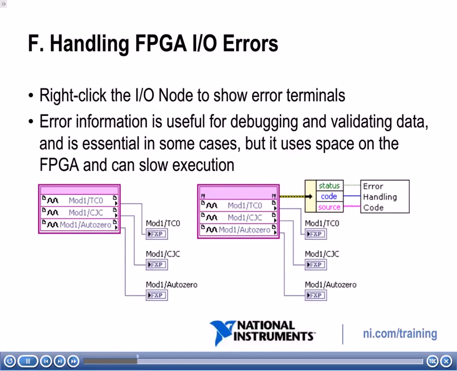Error information is useful for debugging and validating data, and it's essential in some cases, for example, if you're working with safety equipment, but it uses space on the FPGA and can slow execution. Every time you're outputting the errors, it takes some FPGA resources to implement that. So in general, you only want to show the error terminals if you really need to use those errors. If you're not using that error information, you typically want to not show those error terminals.